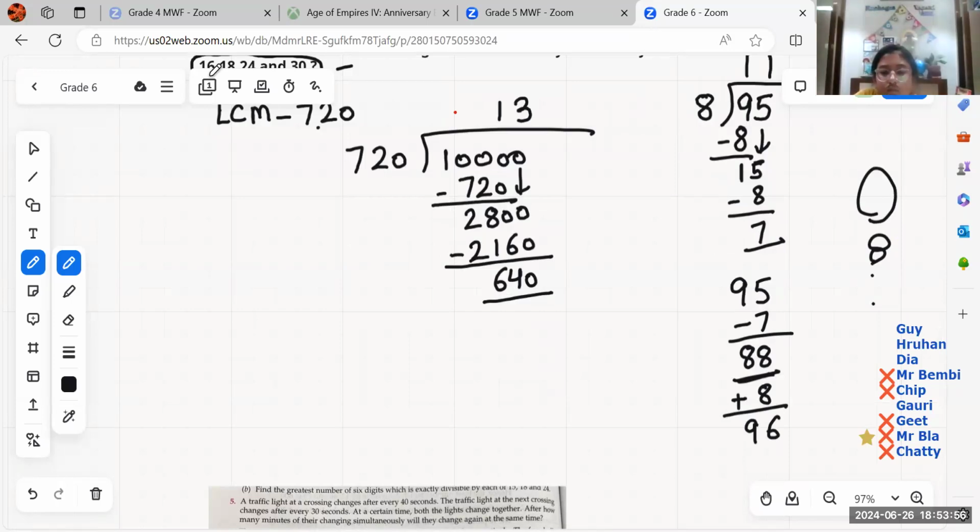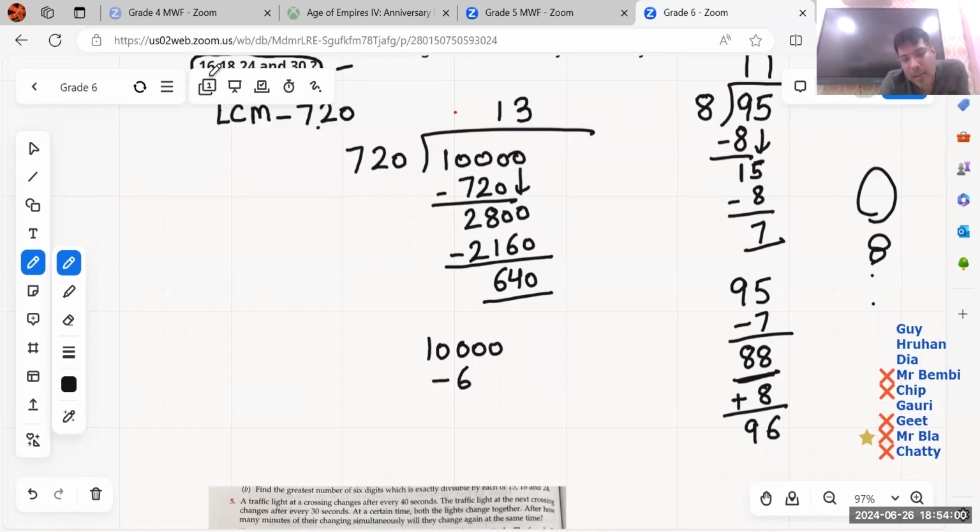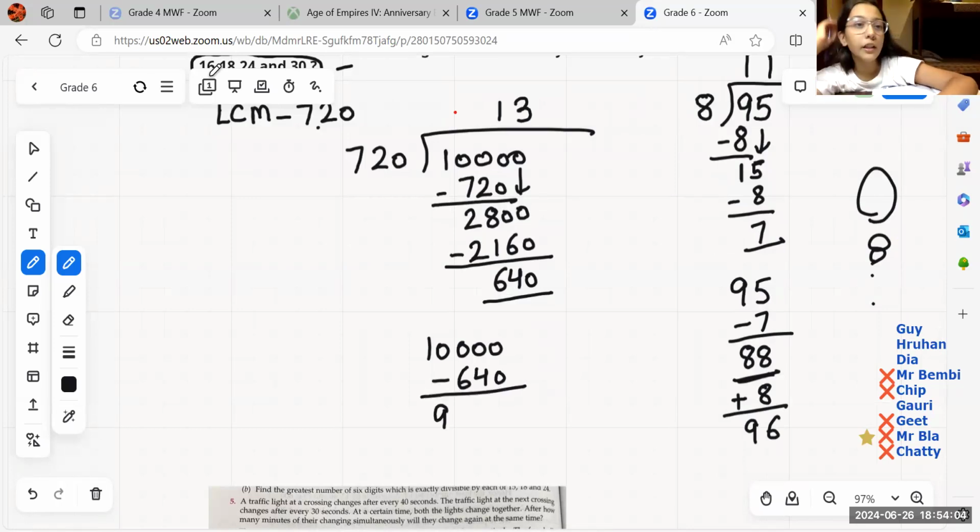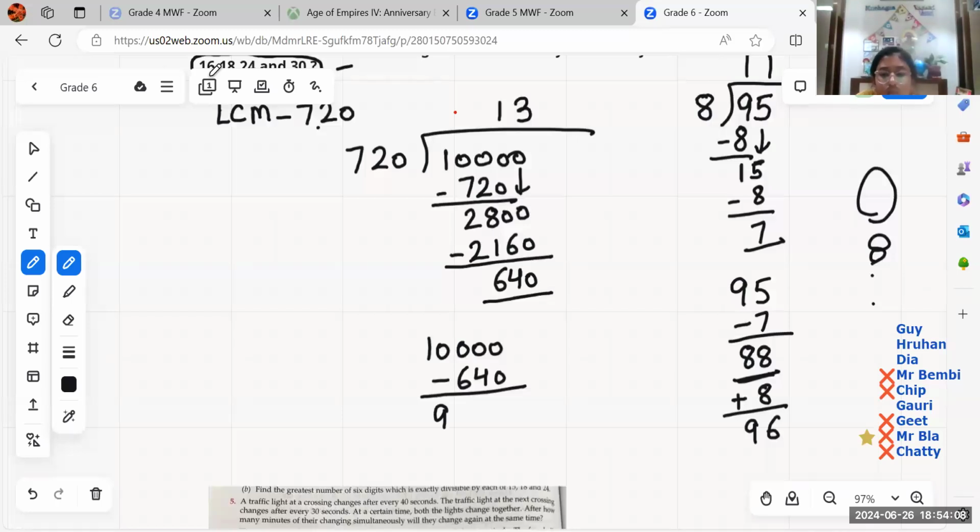Now the same thing I will apply here. What will be my next multiple? 10,000 minus 640. So sir, I will get... I didn't get why we were doing 95 divided by 8. That was just an example, beta.